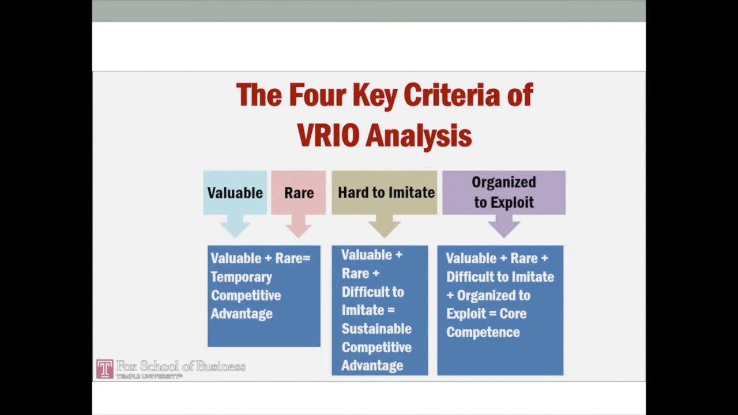Is it difficult to imitate? And there you might go back to the 5 forces and think about barriers to entry and how that might relate to particular assets of a firm or capabilities of a firm. And is your company organized to exploit the value created by that asset or capability? For example, there are some really wonderfully creative companies out there, but they're not able to monetize their products well. Twitter might be one example.